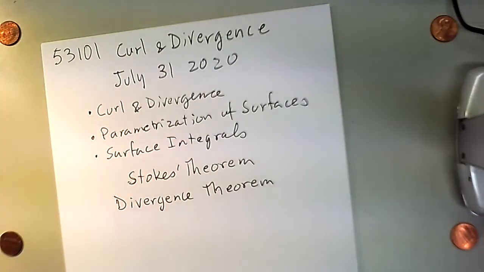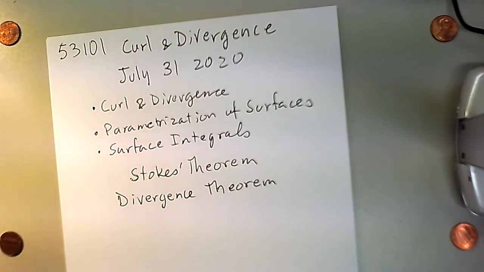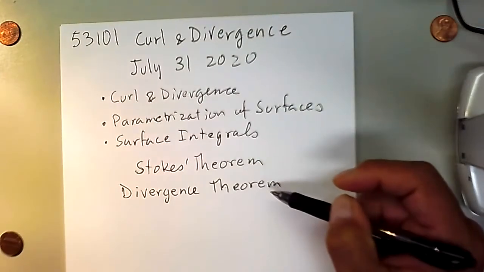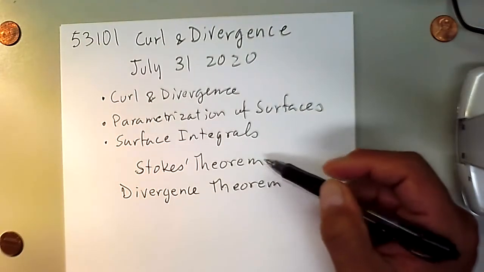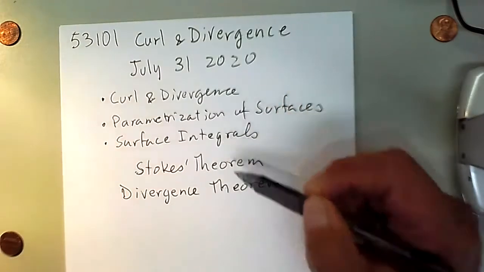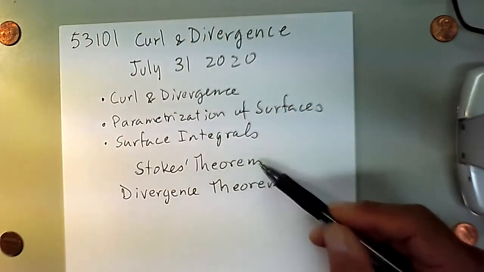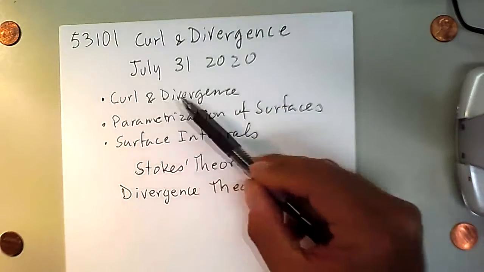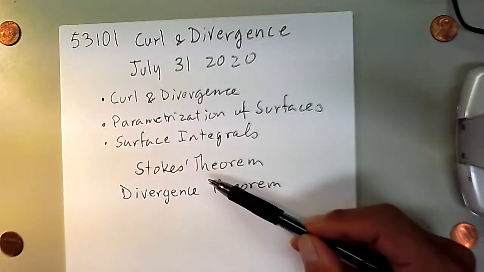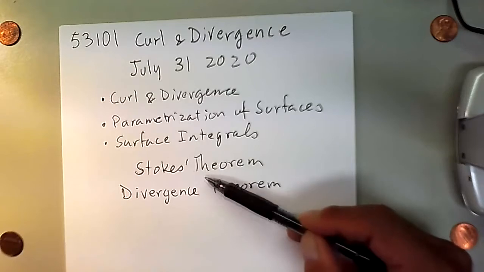All right. Our ultimate goal, eventually, after about 3 or 4 videos, will be to get to Stokes' theorem and the divergence theorem. However, we need to cover some topics that are prerequisites to get into those two theorems. We're going to use the curl and divergence as part of those theorems. And those theorems also use surface integrals.